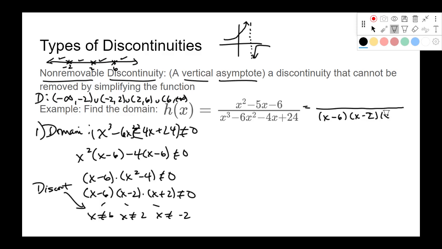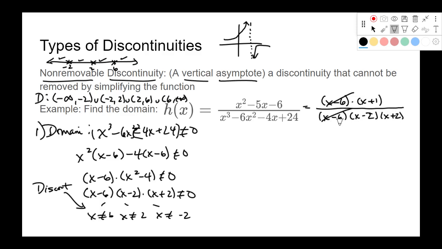You have to find the domain first before you can classify the discontinuities. Okay, I'm going to factor the top. The top factors as x minus 6 times x plus 1, right? Now, here's what happens. The x minus 6's go away, and I'm left with x plus 1 over x minus 2 times x plus 2. Now I'm going to analyze what my denominator looks like.